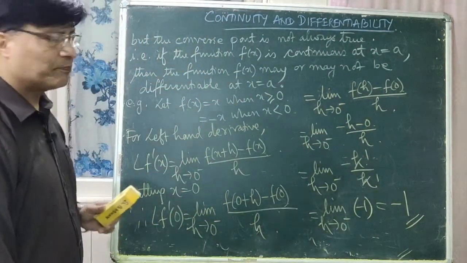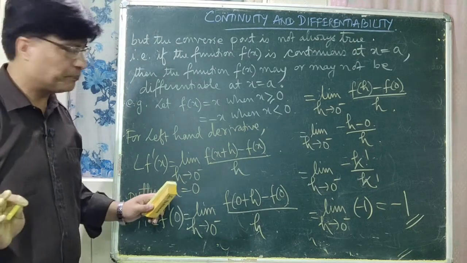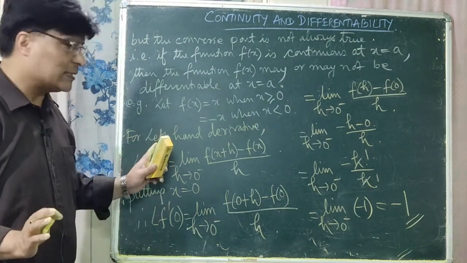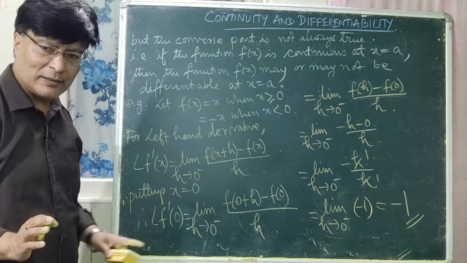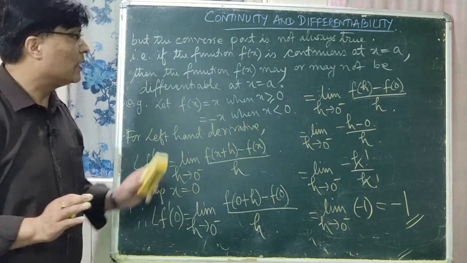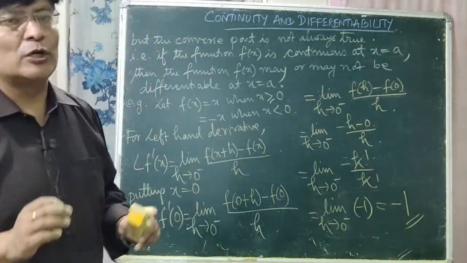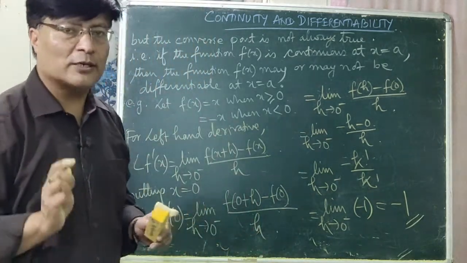So are they equal? Is right hand derivative equal to left hand derivative? No, because right hand derivative was 1, but left hand derivative is minus 1. They are not equal. That means the function f of x is not differentiable at x is equal to 0. So the converse part is not always true.